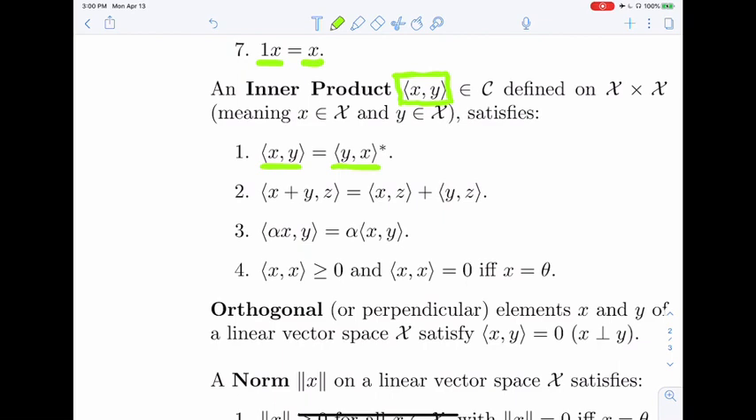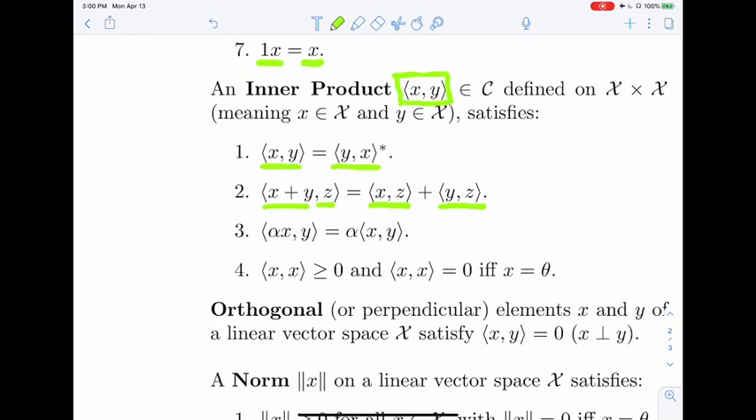The second property that has to hold is that if I take 2 vectors, x and y, and I add them together and then inner product them with z, so this would be read the inner product of x plus y with z, I should be able to distribute that in a sense to make that the inner product of x with z, and then add to that the inner product of y with z.